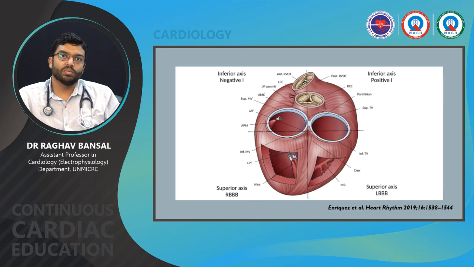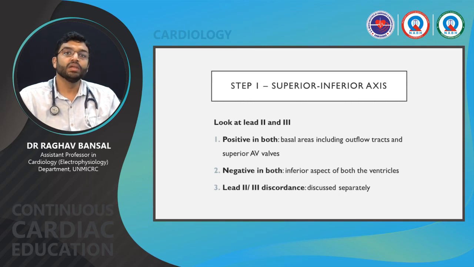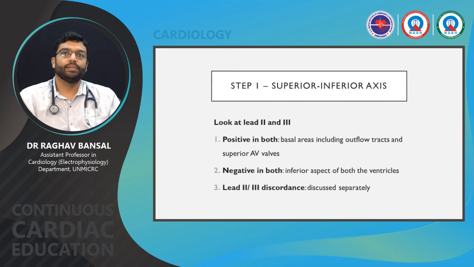Now we will go one by one. What is step 1 in this algorithm? You just have to look at leads 2 and 3 and determine if the axis is superior or inferior. If the axis is positive in both, then it means that it is arising from the basal areas, including the outflow tracts and the superior AV valves. If the axis is negative in both, it means that it is arising from the inferior aspect of both the ventricles. If there is discordance between lead 2 and 3, we will discuss it separately.